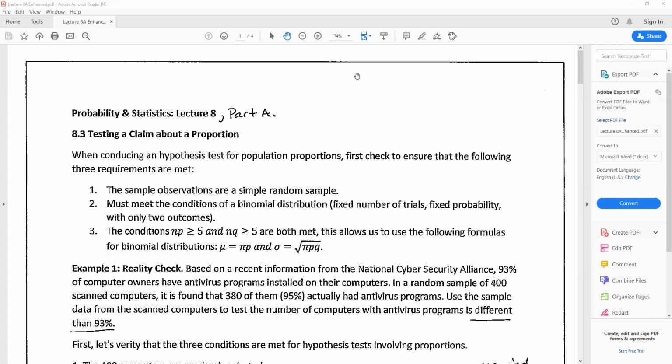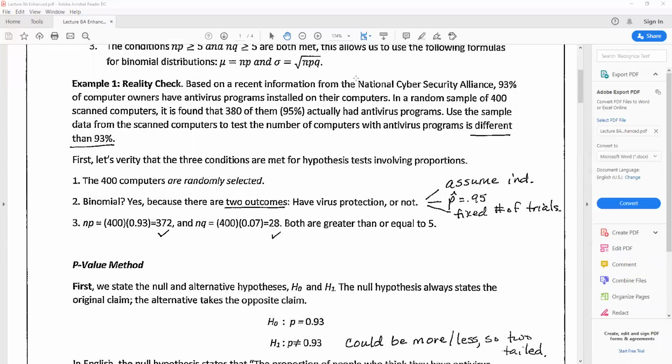Let's look at example 1, reality check. Based on recent information from the National Cybersecurity Alliance, 93% of computer owners have antivirus programs installed on their computers. In a random sample of 400 scanned computers, it is found that 380 of them, which is 95%, actually had antivirus programs. Use the sample data from the scanned computers to test the number of computers with antivirus programs and determine whether it is different than the 93%.